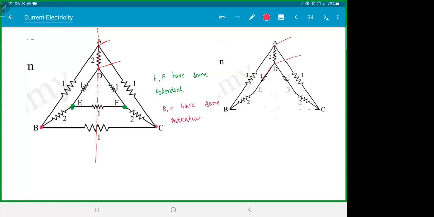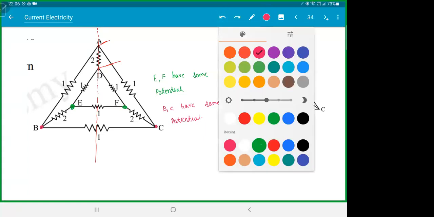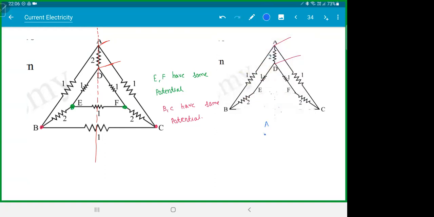these three are in series. This are in series. See? The circuit would simply look like this: A and D. Between A and D, there is one resistor. On this side, you have a resistor, resistor and resistor. There are three resistors here.